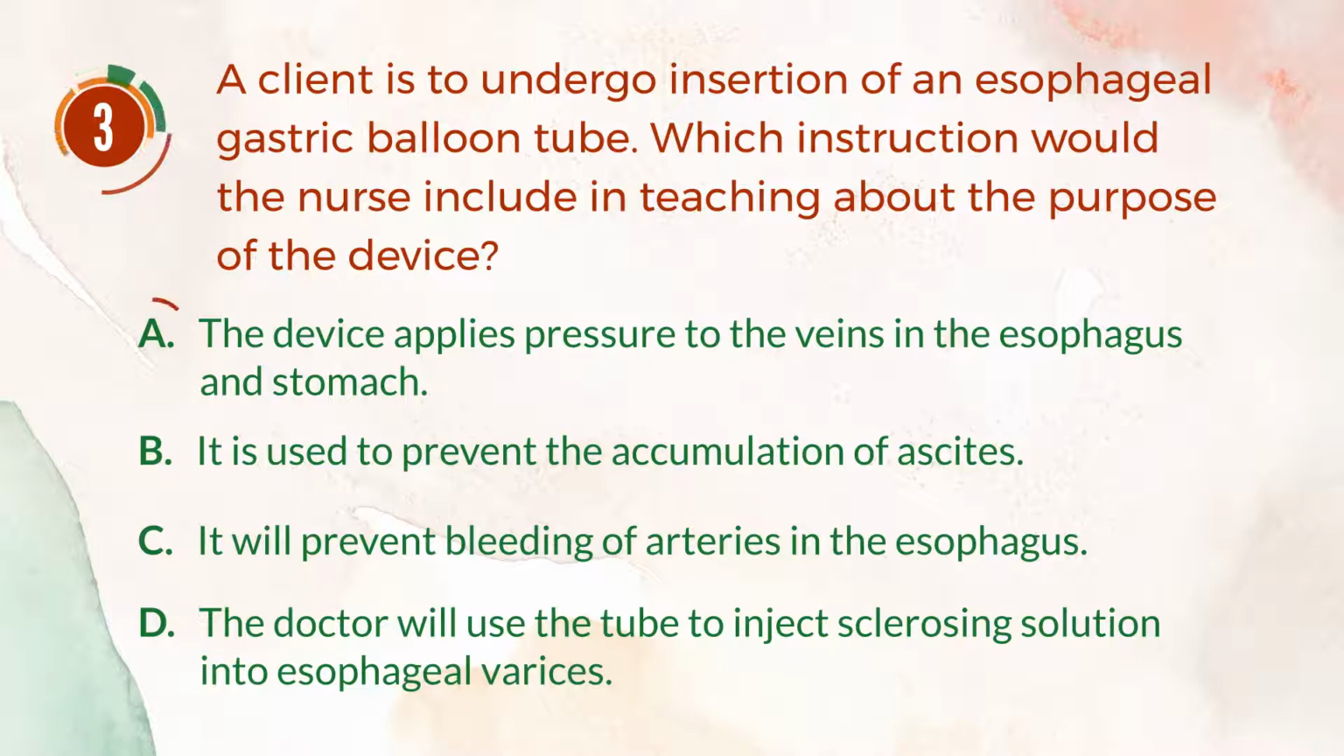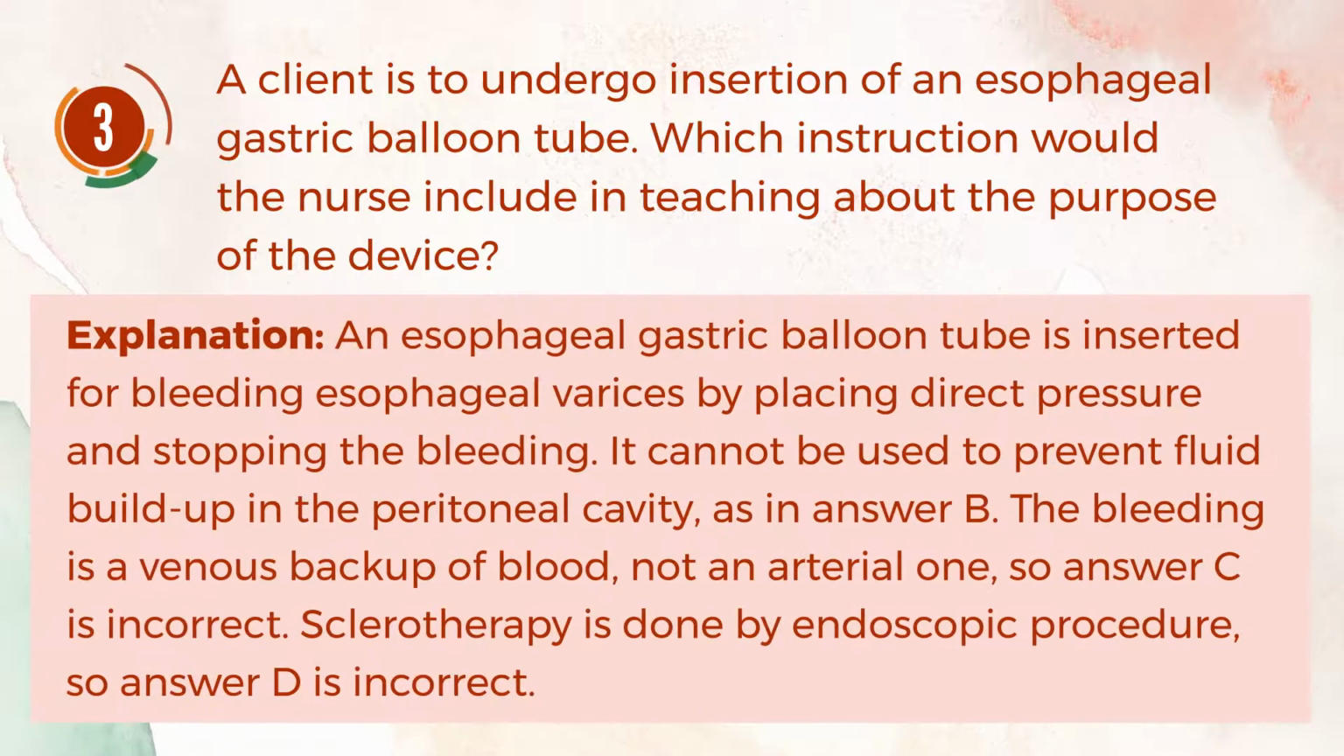The correct answer is A. The device applies pressure to the veins in the esophagus and stomach. Explanation. An esophageal gastric balloon tube is inserted for bleeding esophageal varices by placing direct pressure and stopping the bleeding.